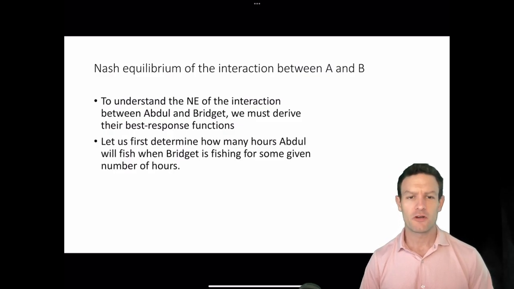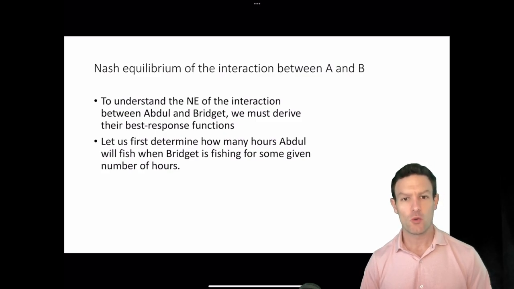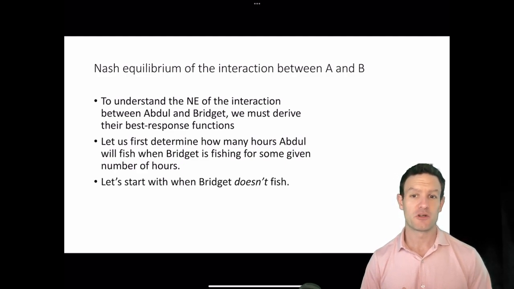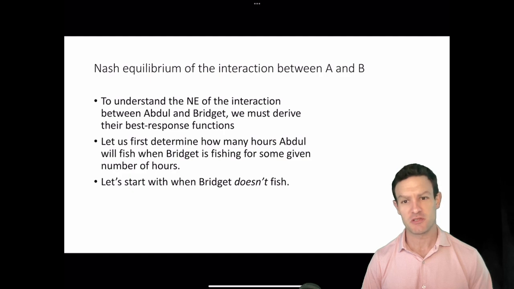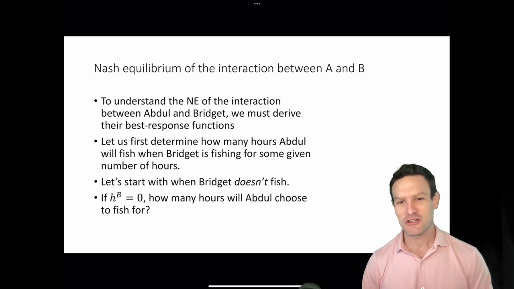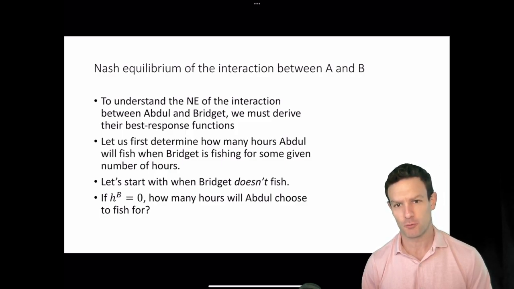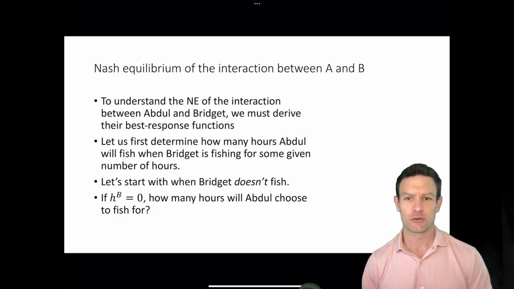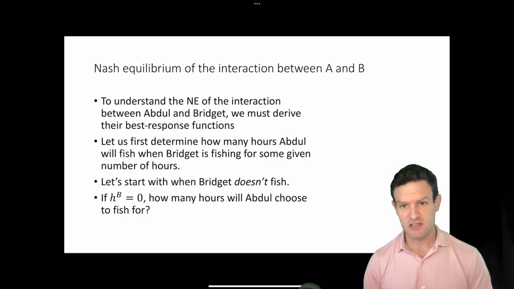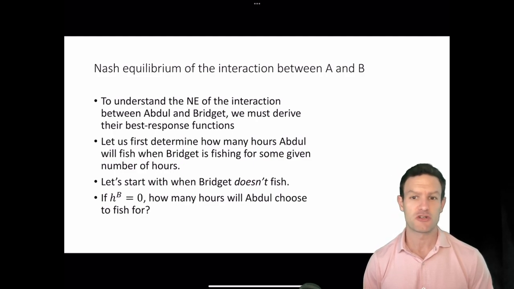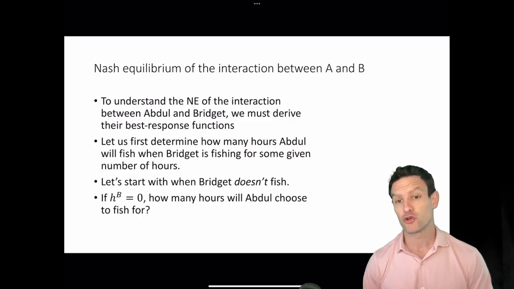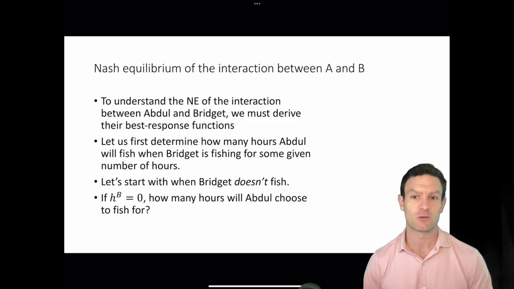So we're going to first determine how many hours Abdul will fish when Bridget is fishing for some given number of hours. We're going to start with when Bridget doesn't fish at all. So H superscript B, or Bridget's number of hours of fishing, is going to be 0. Then the question is, if H superscript B is equal to 0, how many hours will Abdul choose to fish for? That's what we're going to have to think about. And so we're going to do this thinking about his utility function, thinking about his marginal benefits and marginal costs of the choices that he makes, and we're also going to go back to the marginal rate of substitution being equal to the marginal rate of transformation condition that we established in chapter 3.